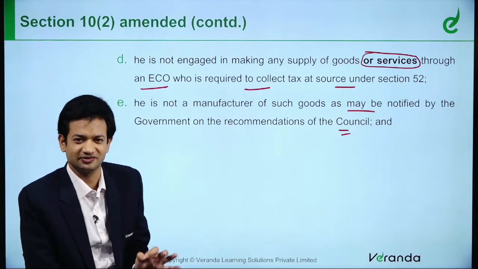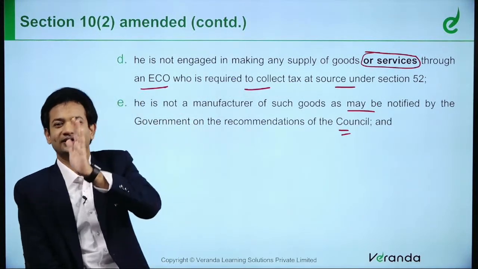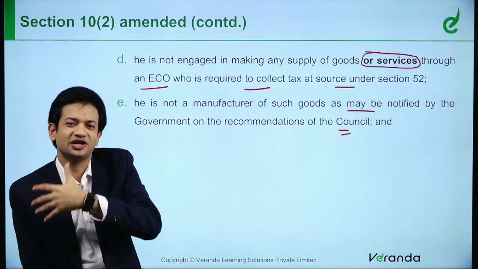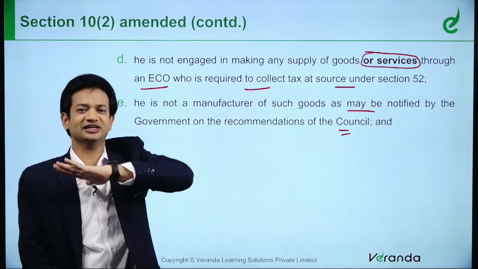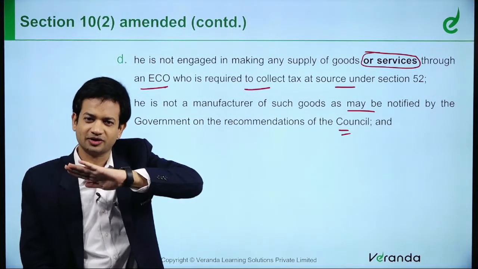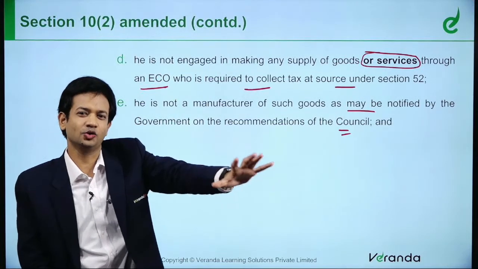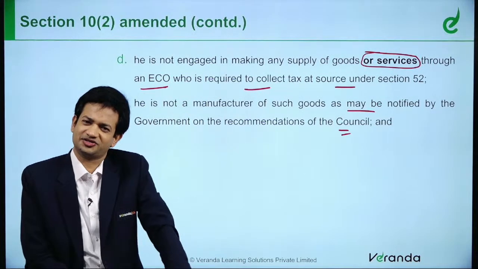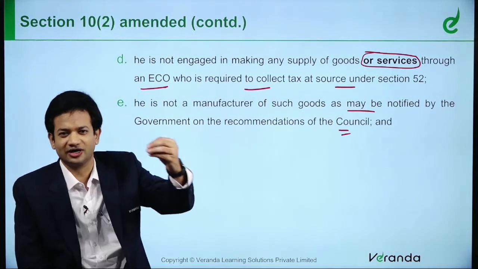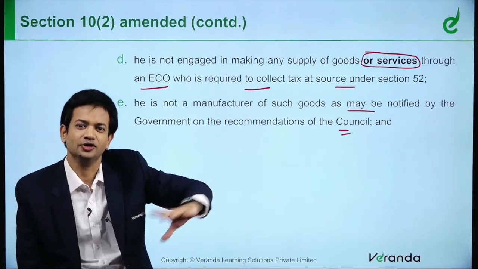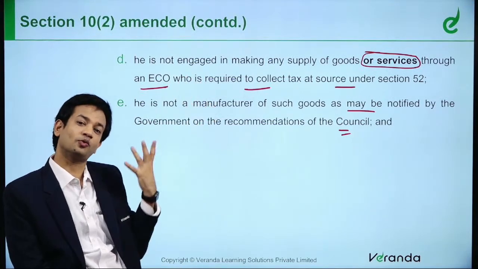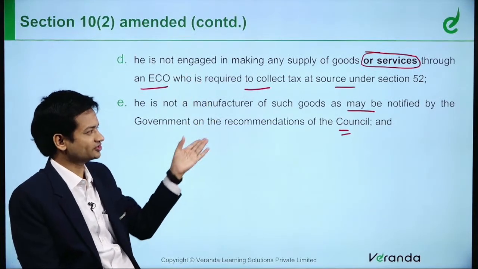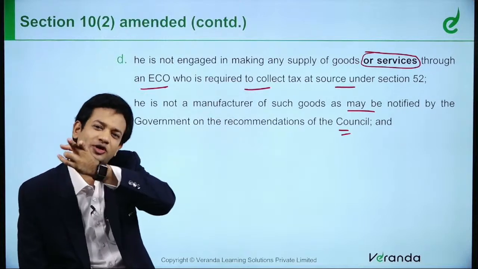They've just inserted the word service, so that 10(2) and 10(2)A are aligned. What is 10(2)A? As I said, majorly it was brought in for service, but majorly it says up to 50 lakhs turnover, if you are there, you can go under a composition scheme and pay tax at the rate of 6%. Other conditions remain the same, that you cannot collect the tax, you cannot take ITC, etc. 10(2) basically was up to 1.5 crores turnover, right? So there also they have inserted the word service, so that 10(2) also has goods or service.